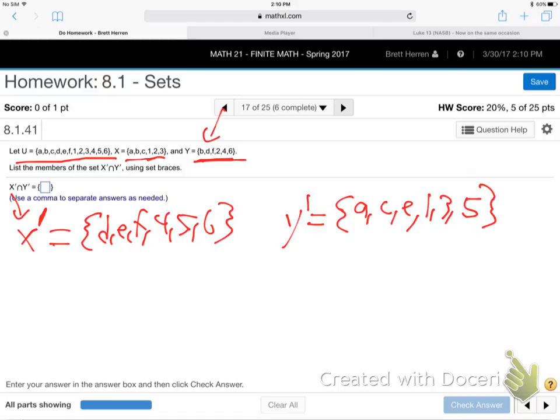So I found X complement and Y complement. Opposite of X, opposite of Y. Now, what do they want me to put in the middle of them? Overlap. That's what they put in this question right here, right? X complement, overlap, Y complement. What does that U turned over mean? It means the overlap, like who's in both X complement and Y complement.